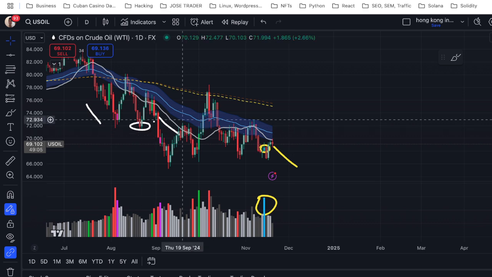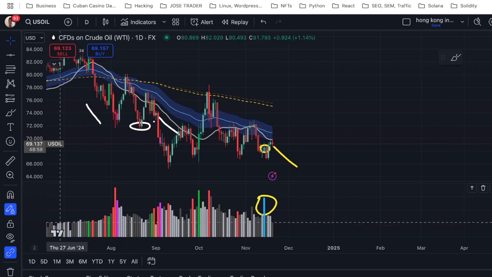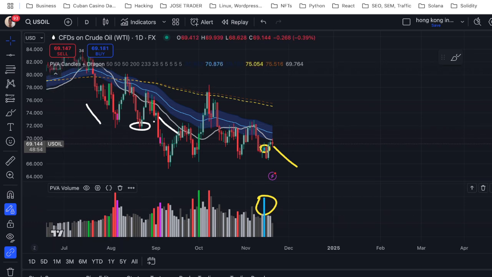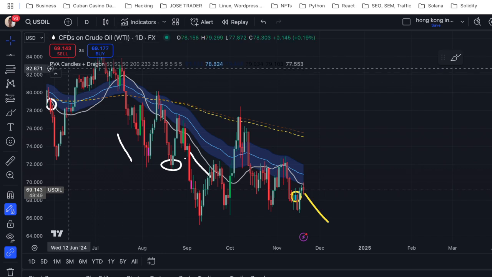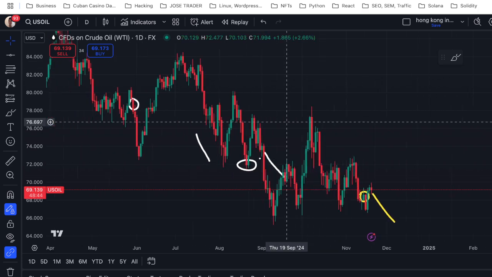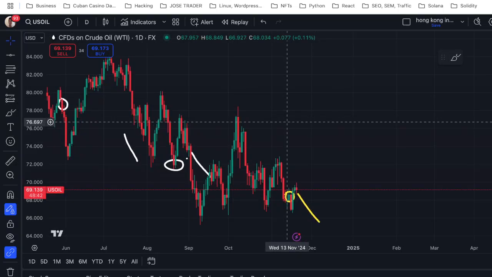And I plotted my PVSRA indicator. If you don't know how to do that, I can show you quickly. So let me remove this. I'm going to remove the volume window, and I'm also going to remove the PVA candles. Okay, so this is how you usually get it by default on your TradingView platform.